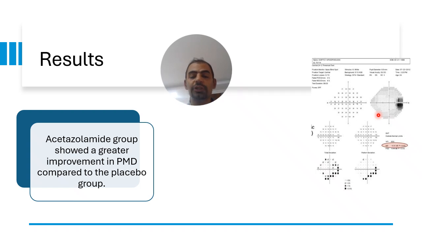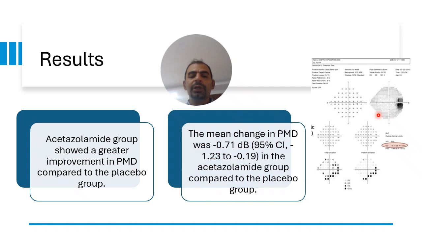So patients with a higher mean deviation, or more worsening, have a worse visual field and worse visual function. The study showed that patients who received acetazolamide showed greater improvement in the perimetric mean deviation compared to the placebo group. The mean change in the perimetric mean deviation was minus 0.71 decibel in the acetazolamide group compared to the placebo group. This means that acetazolamide is more effective than placebo in controlling the visual loss due to IIH.